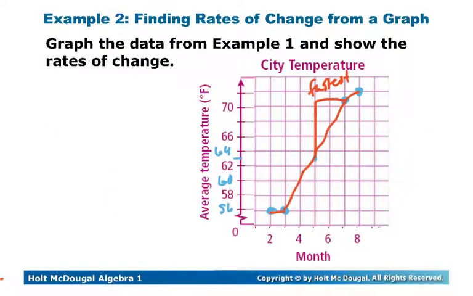What else did they say? Oh, and show the rates of change. So they actually want you to say what number it would have been. So here's the rate of change of 0. This one, I believe, was 3.5. This one was a rate of 4, and this one was a rate of 1.